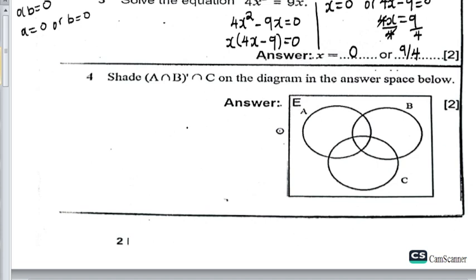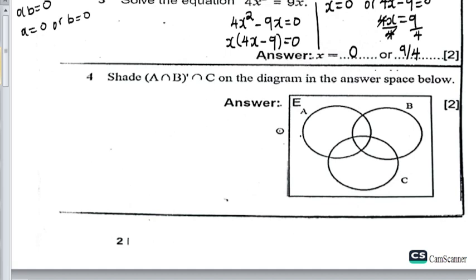We now look at the fourth question. Shade A intersection B complement intersection C on the diagram in the answer space below. So how do we shade that one? The best way is we look at what they've given us first inside the brackets: A intersection B, then with a complement. So they're saying don't shade what is inside A intersection B. So this part should not be shaded. That part should not be shaded.